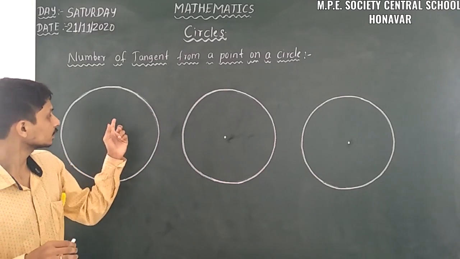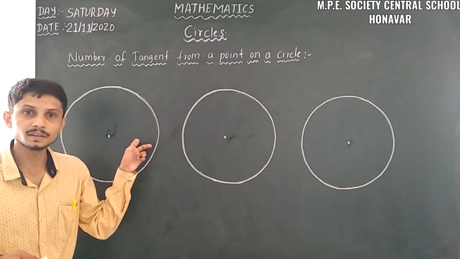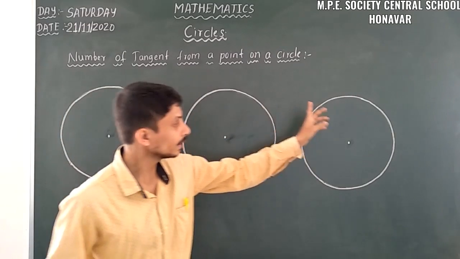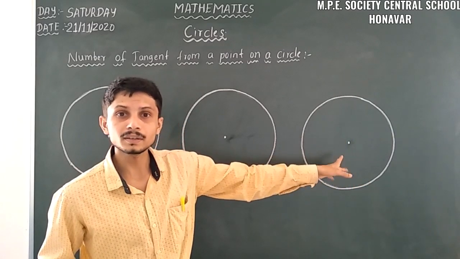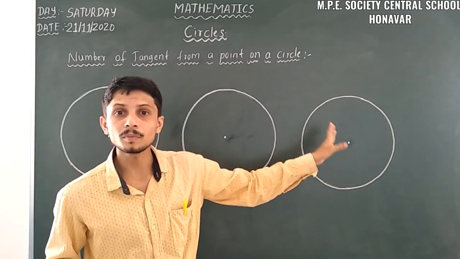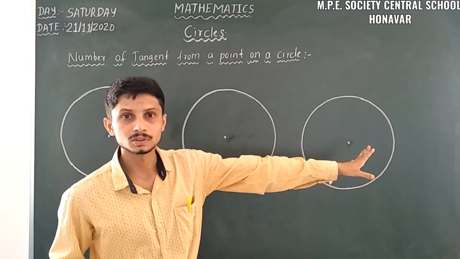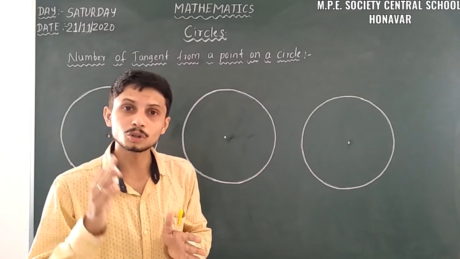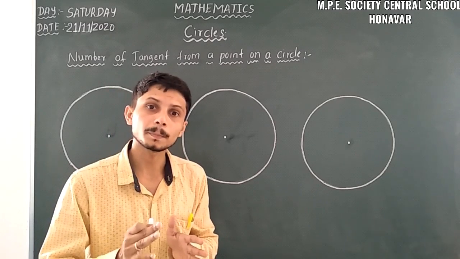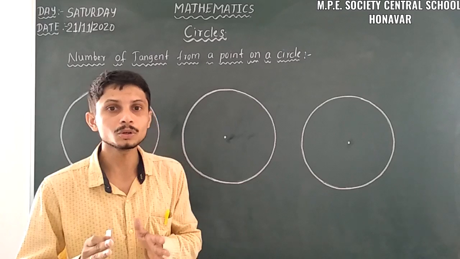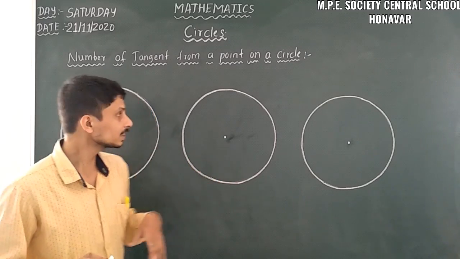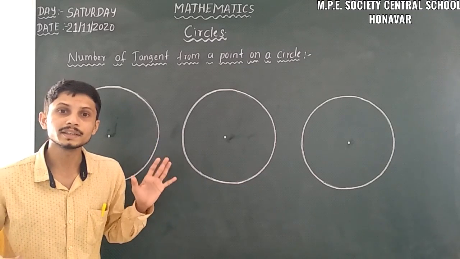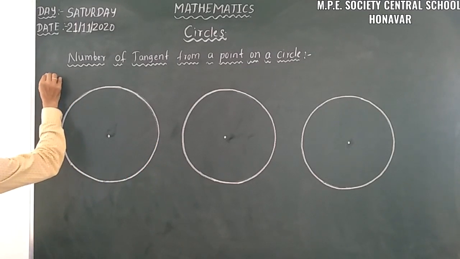Firstly I will take a point inside the circle, in the second case I will take a point on the circle, and in the third case I will take a point from outside the circle. Passing through those points, we have to draw a tangent. Firstly we discuss the first case, that is a point inside the circle.